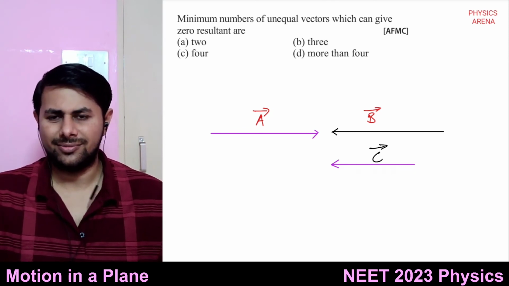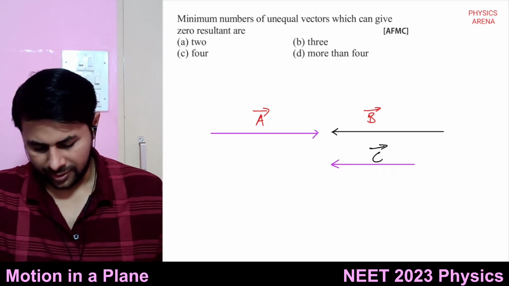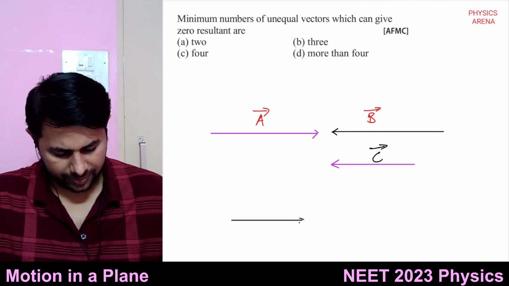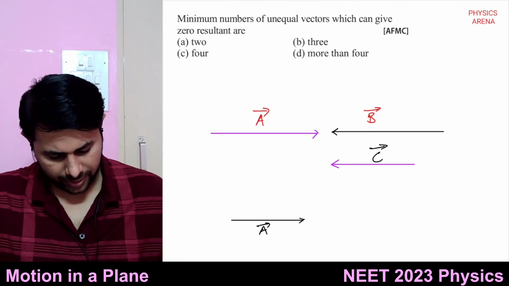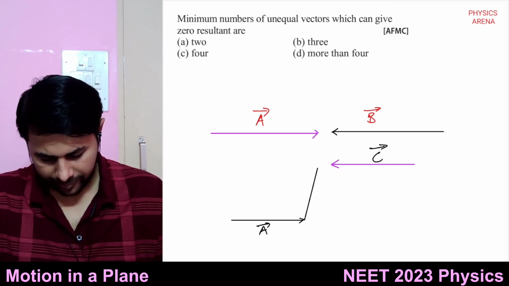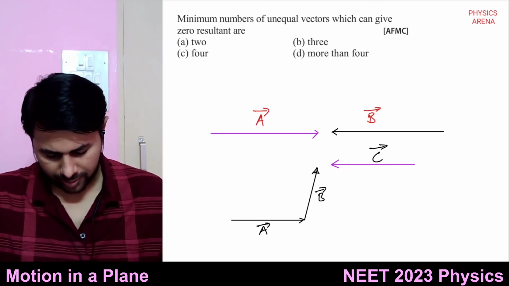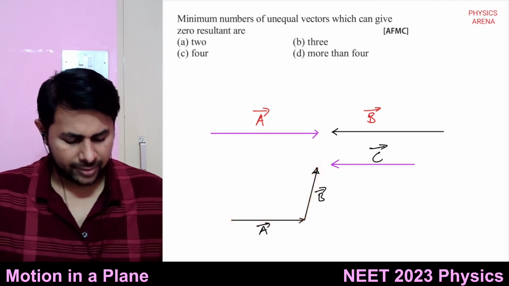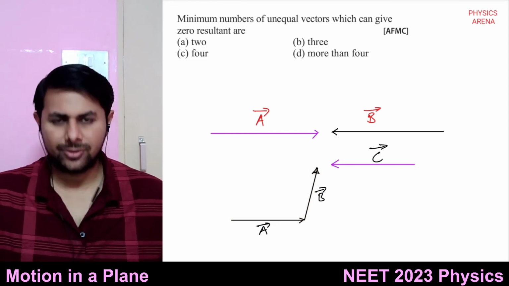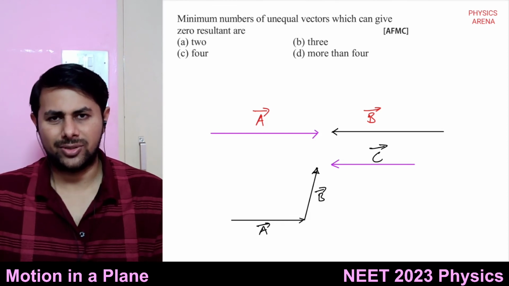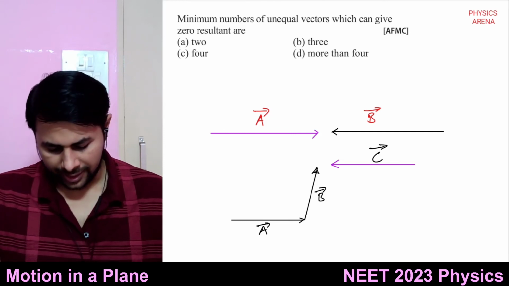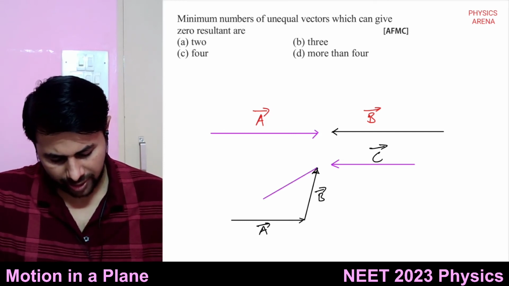So is it clear? Yes, sir. Okay. So now let's suppose you take vectors like this. This is your A bar. This is B bar. So you have one vector which is like this, another vector which is like this. Now you want to make the resultant of these two and some more vectors equal to zero. How many vectors will you need? Only one. Right? And it should be directed like this. It should be directed from B to A.